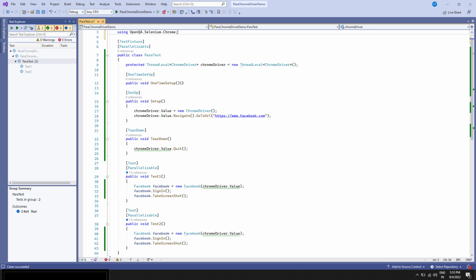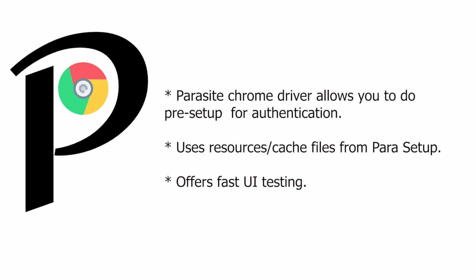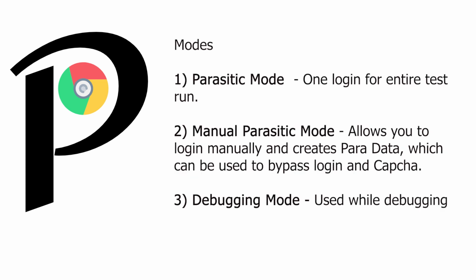This is where ParaChromeDriver helps. ParaChromeDriver allows you to do pre-setup for authentication, hence you have to log in only once for the entire test run. It utilizes the same resources or cache files which were downloaded in the Parasetup for the new Chrome instances, instead of downloading them again, hence offers fast UI testing.